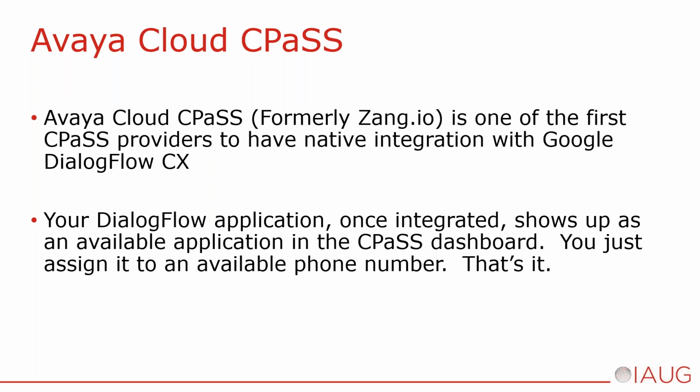Your Google Dialogflow application, once integrated, shows up as an available application on the CPaSS dashboard. When you go to set up your Google Dialogflow application, there's an integrations button that you hit. You say, I want to integrate with Avaya CPaSS. It then pulls up the Avaya CPaSS website. You log in and it just shows up. There are no complicated API keys or programming or anything like that. Literally, the stuff that I just showed involved just building stuff in Visio. There wasn't a whole lot else that had to happen.